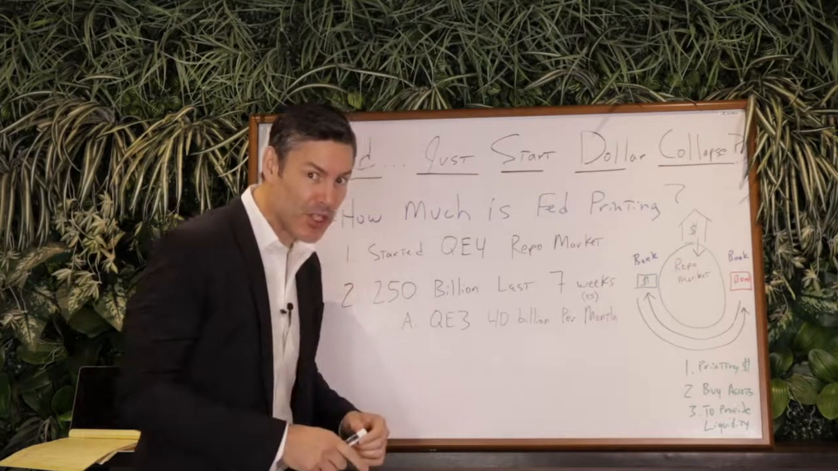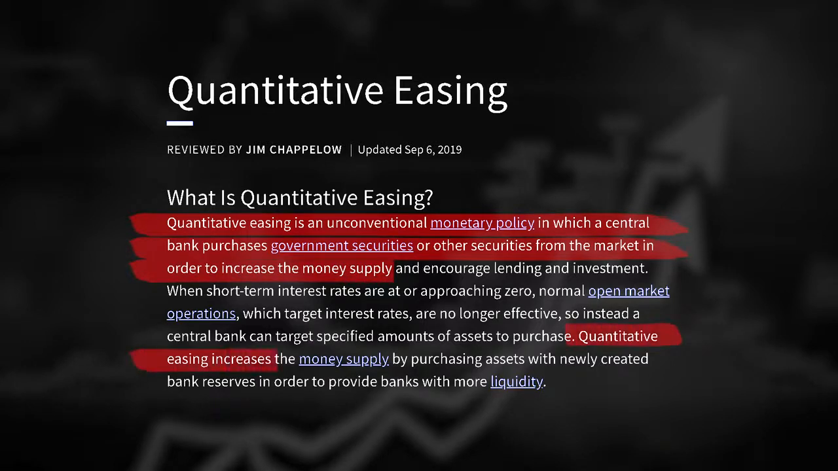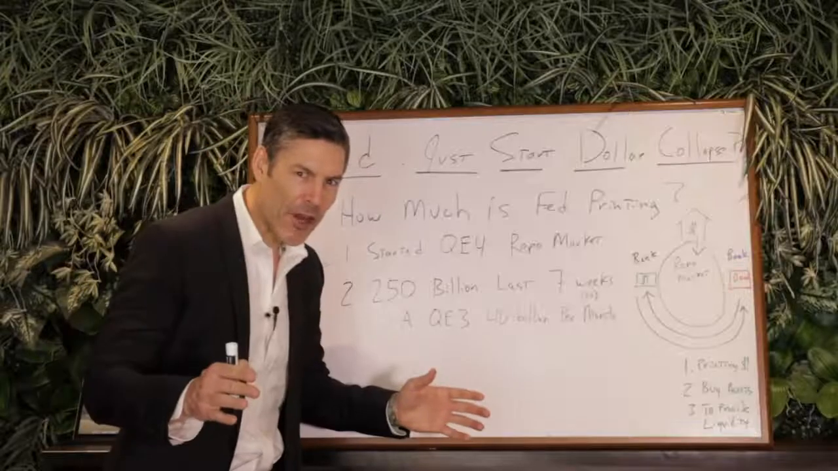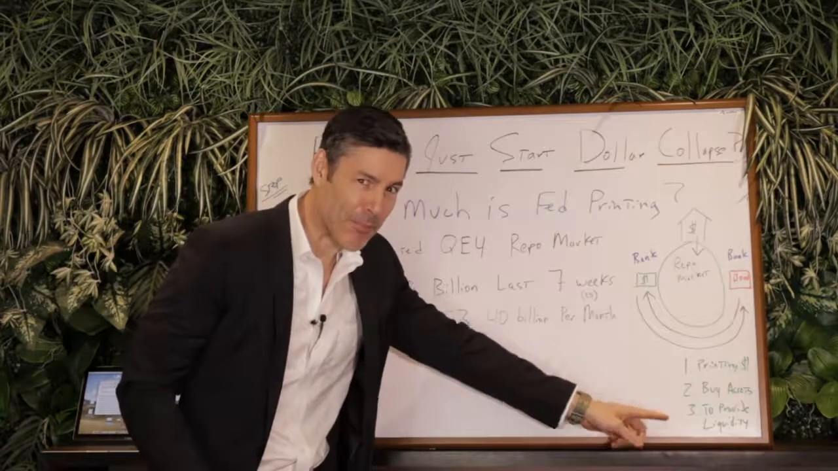But let me read you the definition of quantitative easing. Quantitative easing is an unconventional monetary policy in which a central bank purchases government securities or other securities from the market in order to increase the money supply. It goes on to say, quantitative easing increases the money supply by purchasing assets with newly created bank reserves, which means money, in order to provide the banks with more liquidity. That is the definition of quantitative easing. So what's the Federal Reserve doing right now? Oh yeah, they're printing money to buy assets to provide liquidity, but it's not quantitative easing.